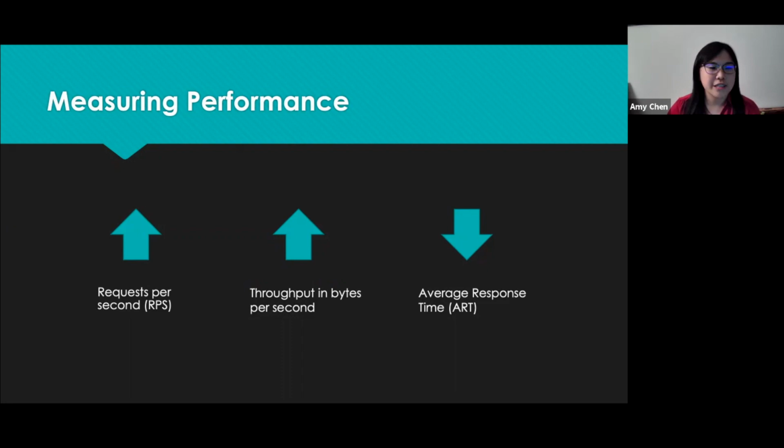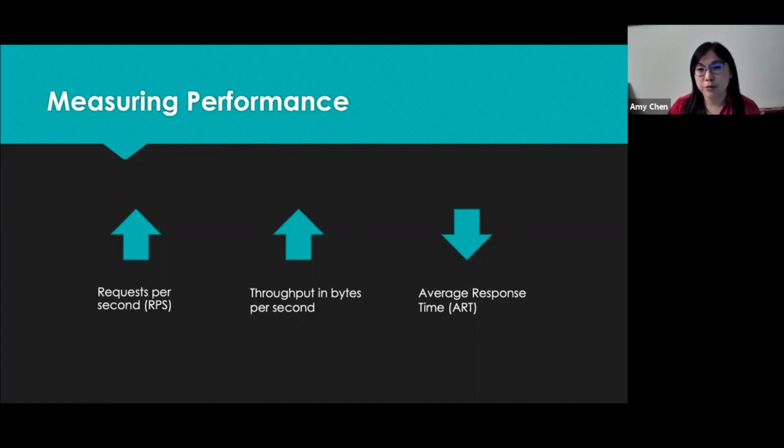So first, on the far left here, requests per second. Literally the number of requests that a web server is able to respond to in a given second. Typical web servers are in the hundreds or thousands of requests per second. We want that to be higher; higher is better.